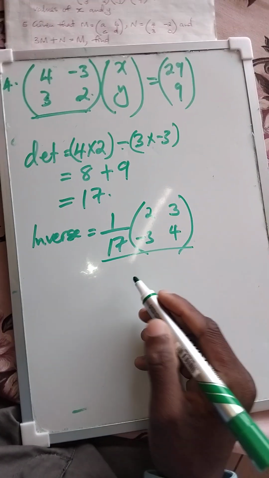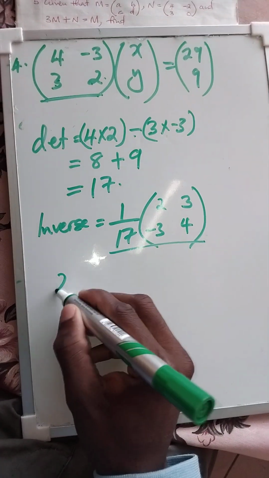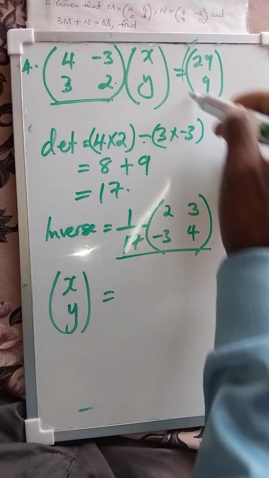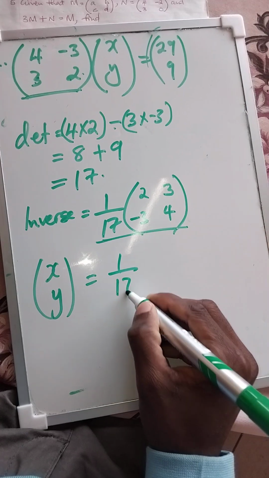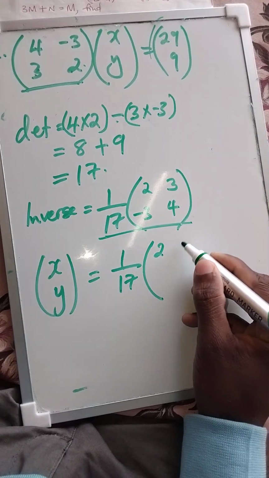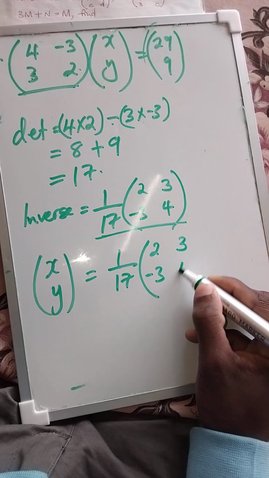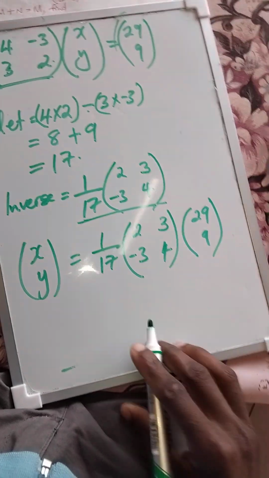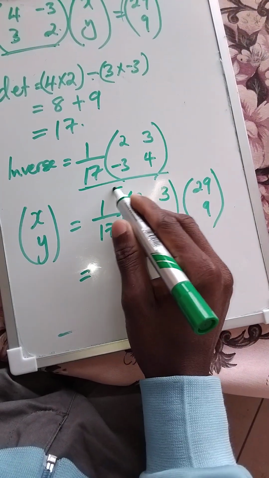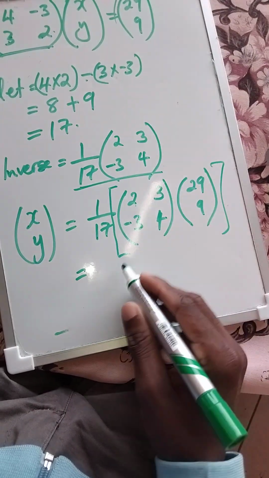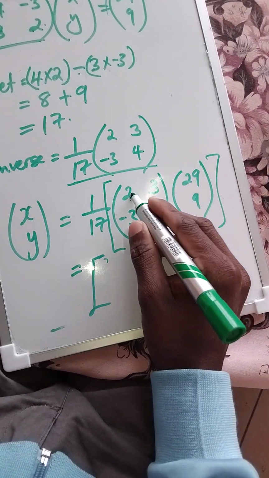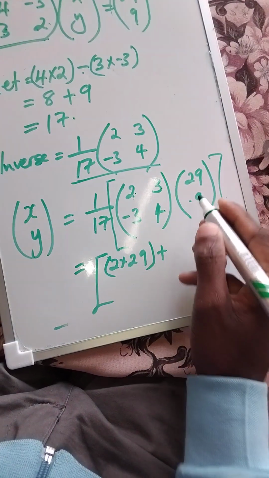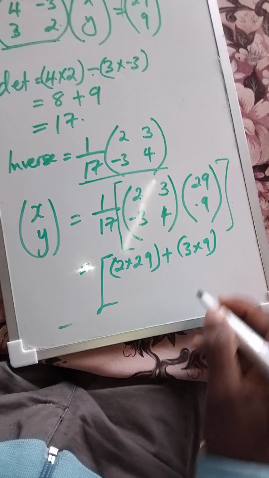So now that we have our inverse, to find x and y, we multiply the inverse by this one, 1 over 17 times the matrix 2 3, negative 3 4, multiplied by 29 and 9. Here we do row by column, starting with the first bracket: 2 times 29 plus 3 times 9.